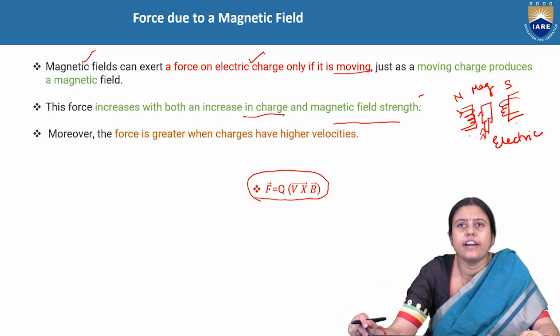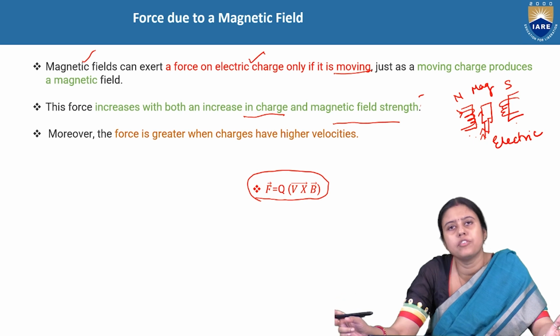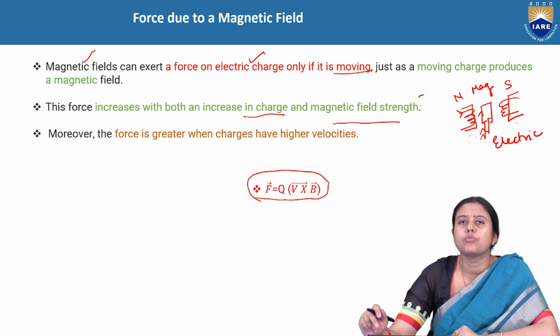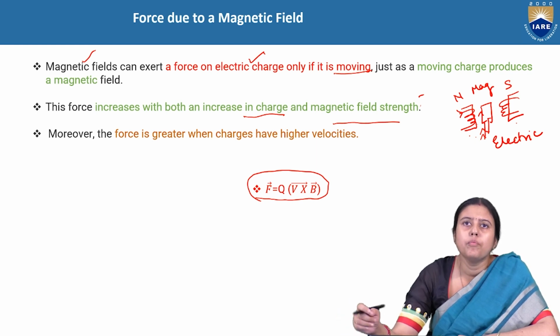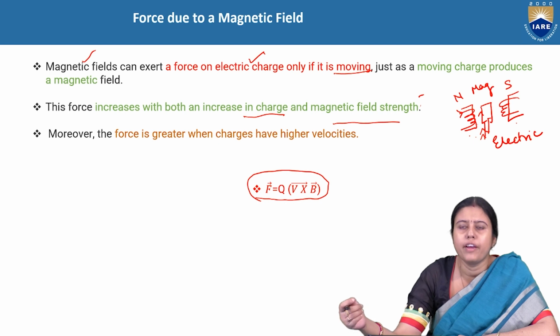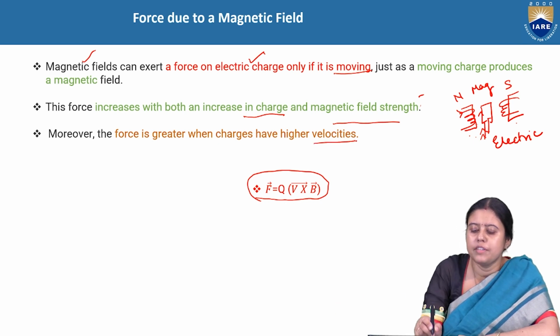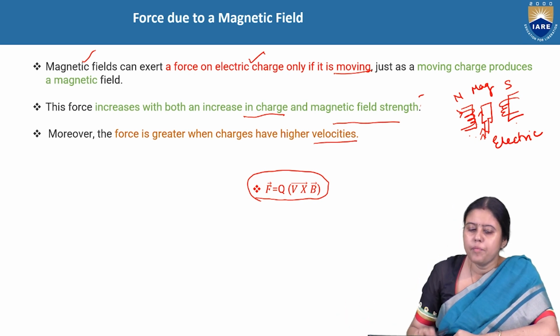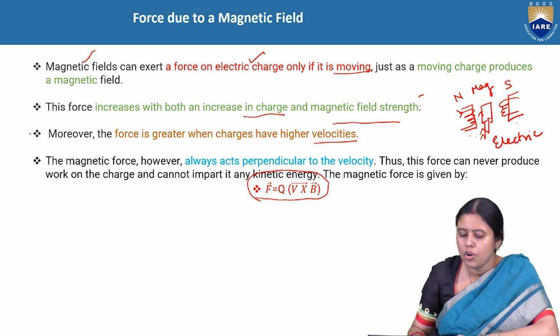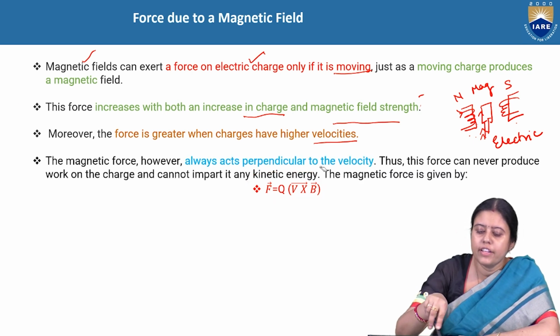The force is greater when the charge has higher velocity. Why? Because the force only depends on moving particles, not stationary particles. Moving particles means they have some velocity, so the force always depends on the velocity. If the velocity is more, it will exert more force. If we combine these things, we can find the Lorentz force.